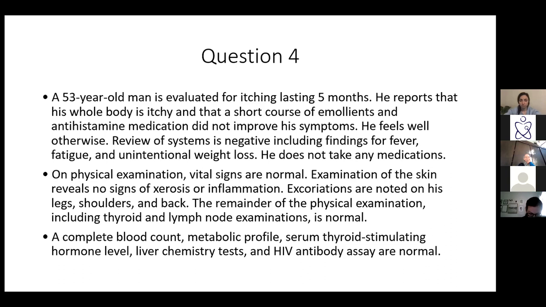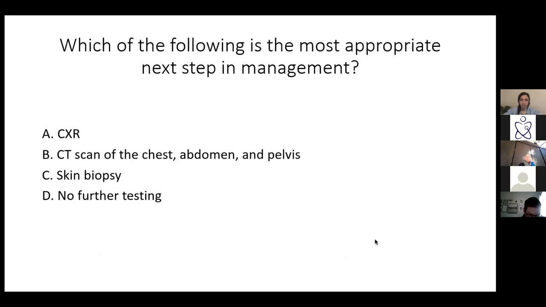Vitals are normal. He's got no lesions on his skin. He's got some excoriations from scratching. Thyroid and lymph node examinations are normal. His initial labs with the CBC, metabolic profile, TFTs, liver function tests, and HIV antibody assay are normal. So there's no picture, so we'll just jump into questions. What is the next best step in his management? A chest x-ray, a CT scan of his chest, abdomen, and pelvis, a skin biopsy, or no further testing?